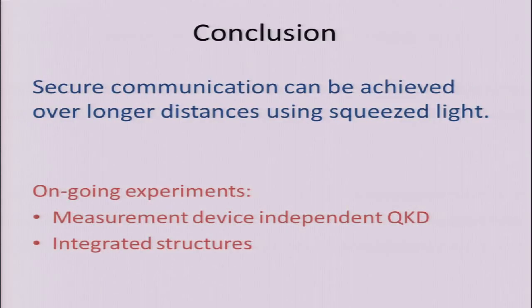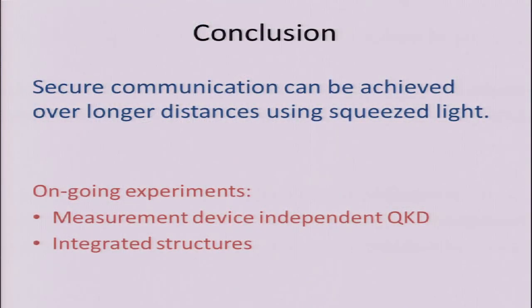Okay, so I will come to the conclusion. The main conclusion of this talk is that by using squeezed states of light, you can extend the distance for unconditionally secure communication. The longest distance people have achieved so far in QKD with this technology, based on coherent states, is about 80 kilometers. But we will be able to extend this by a factor of 3 using squeezed states.